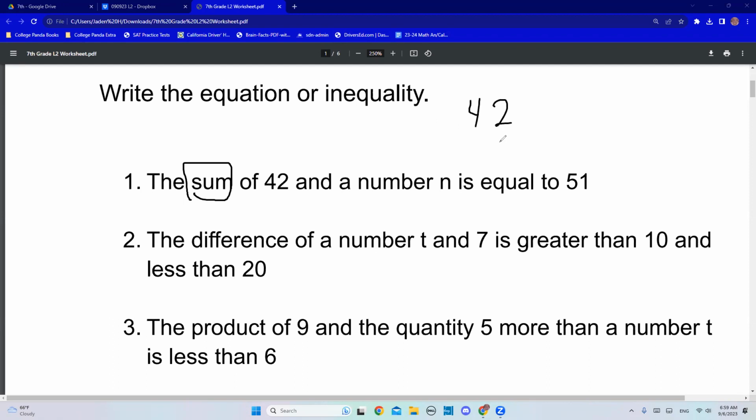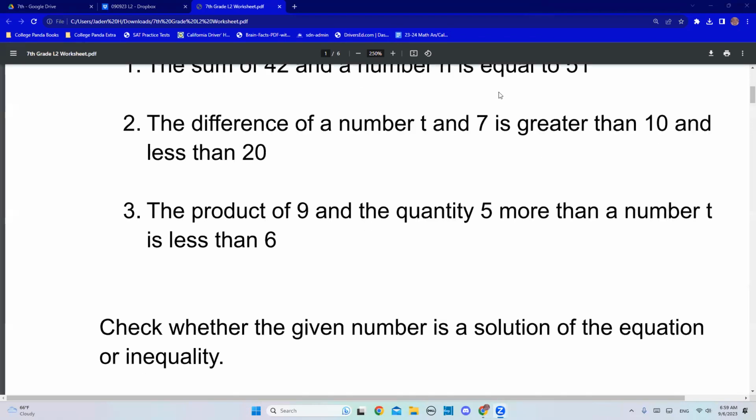So let's write that out. And all you have to do now is isolate the variable by subtracting 42. And you should get n equals 9. All right, let's try out number 3.